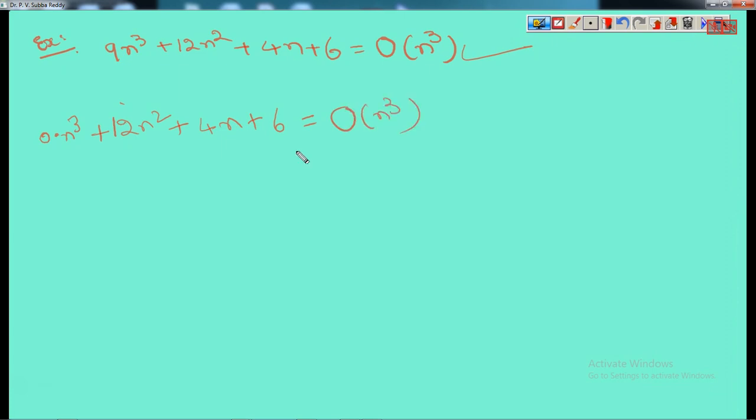Is it true? This is not true. Why? Because with 0 times n cube, you should not say that the order of growth is n cube. Why? Because you ignore lower order terms. This is also a lower order term. The constant coefficient is 0, so this entire value itself is 0. You will be ignoring this. So the order of growth is n square. But n square is smaller than n cube, so it is also correct.